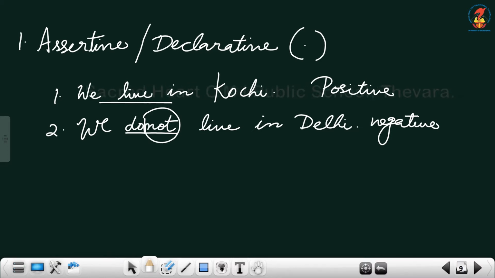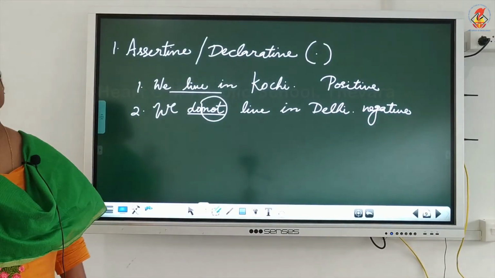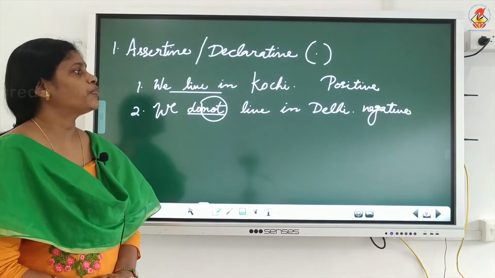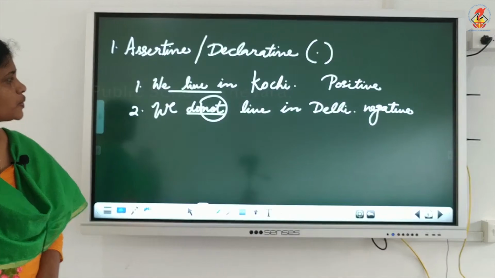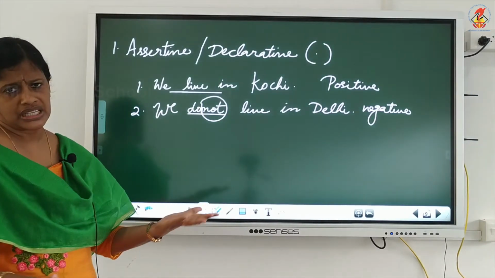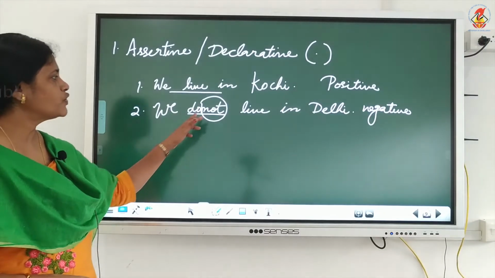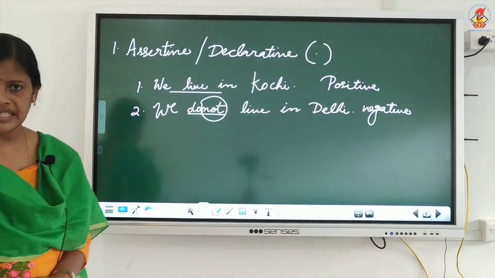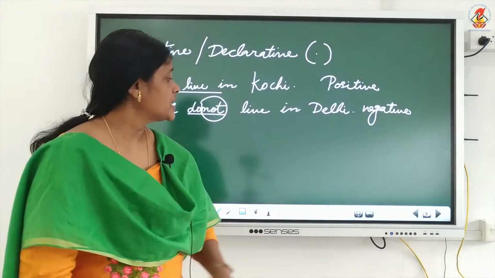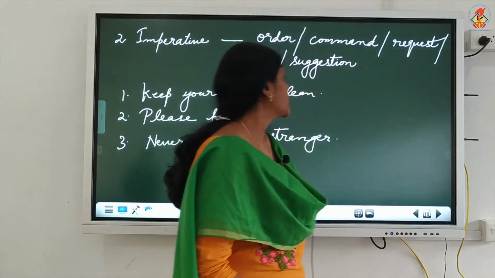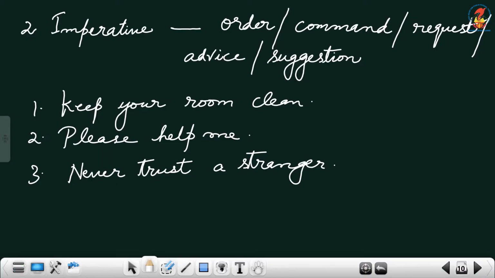Is it clear? So, assertive or declarative sentences are of 2 types. What is it? Positive or negative. The first one, we live in Kochi, is a positive statement. In the second one, you use the word not, so it is a negative sentence. Is it clear? The next one is the imperative sentence. What does an imperative sentence consist of? It can be an order, a command, a request or a suggestion.